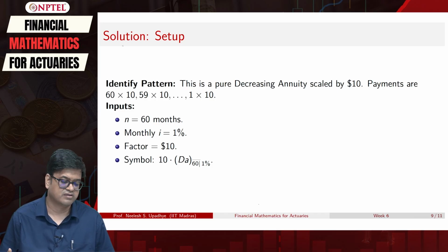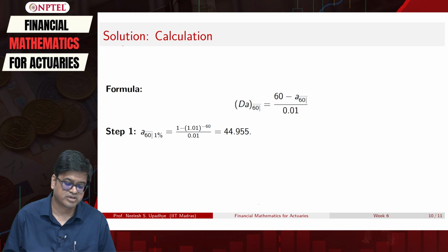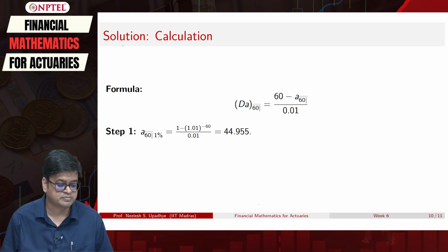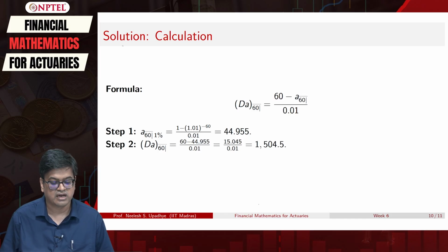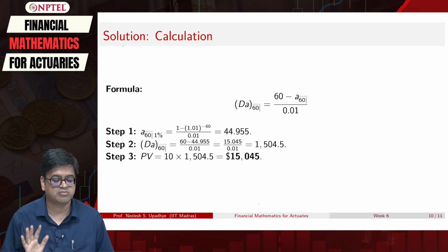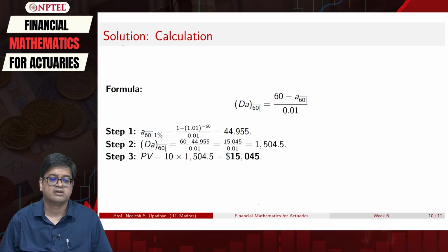So, just simply calculate this: it is n minus a angle n upon the interest rate, right. That is the simple formula that we have. Just calculate it, it becomes 44.955. Once I have this, I will push this into DA 60 and then I will get the number to be 1504.5, and then finally I will multiply this with the factor of 10, to get the present value of the money, right. So, we have done decreasing annuities.